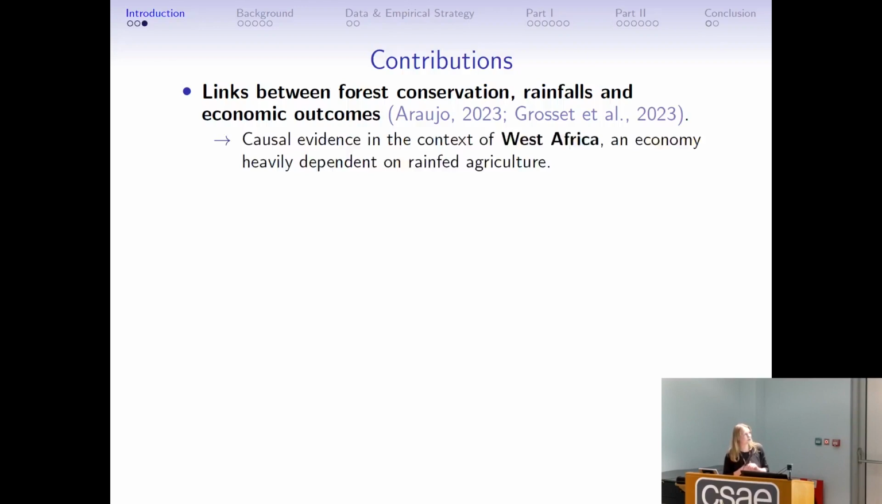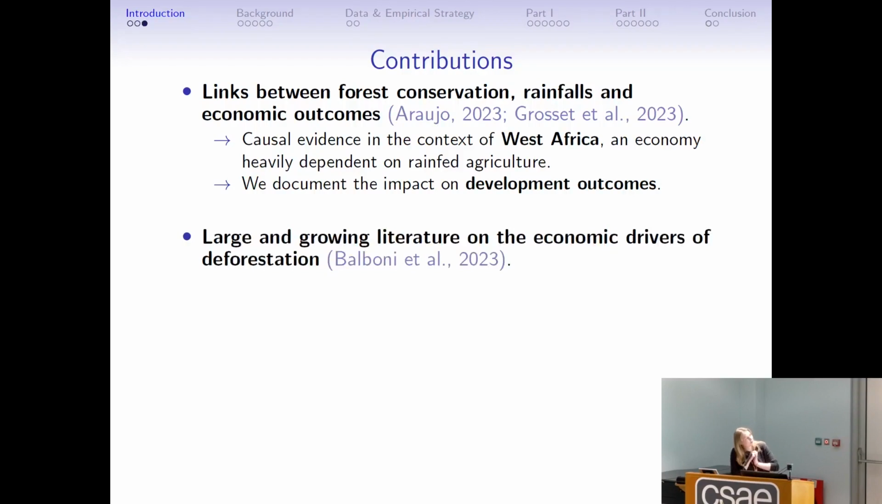Here, we are going to work in the context of West Africa. So as I said, it's an economy heavily dependent on rain-fed agriculture. And we are going to go a bit deeper into the development outcomes, looking at migration, GDP, and conflicts, rather than just rainfall and agricultural productivity.